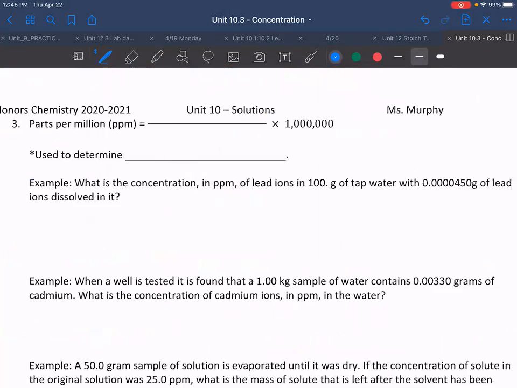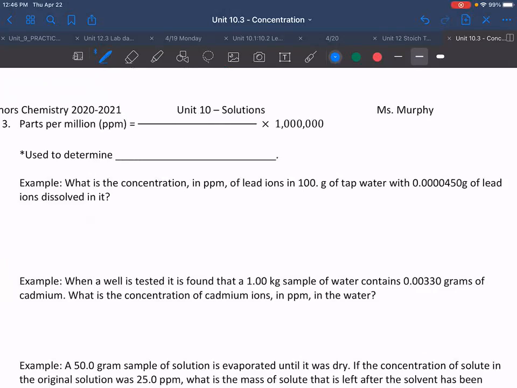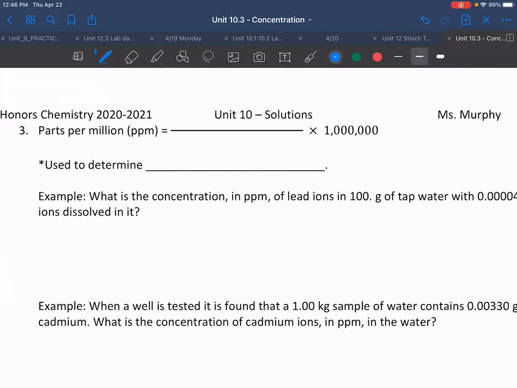Now we're going to switch gears from molarity to parts per million. And so when you first are introduced to this unit of parts per million, it can kind of be weird. But I'm going to first define it. This is defined as your grams of solute over your grams of solution. We then take that and multiply that by 1 million.